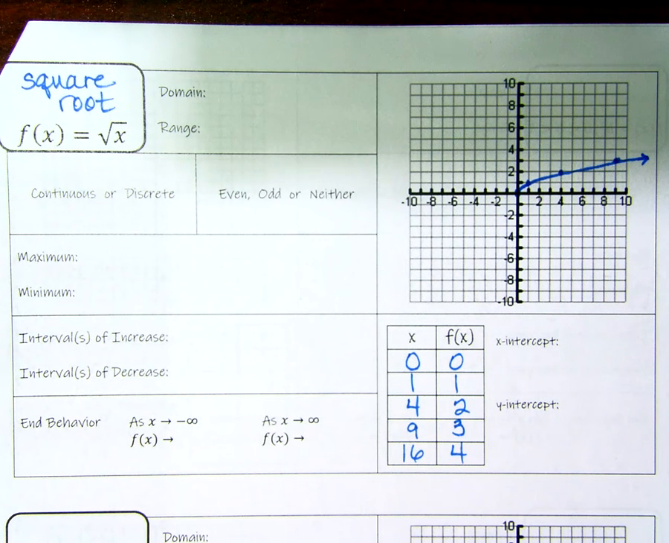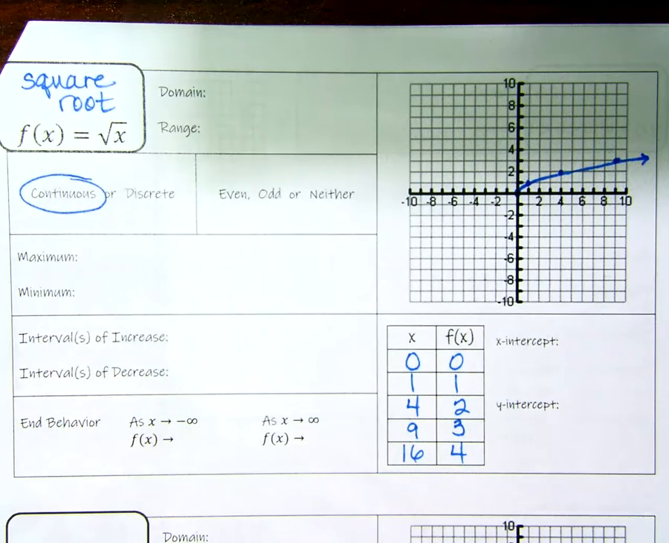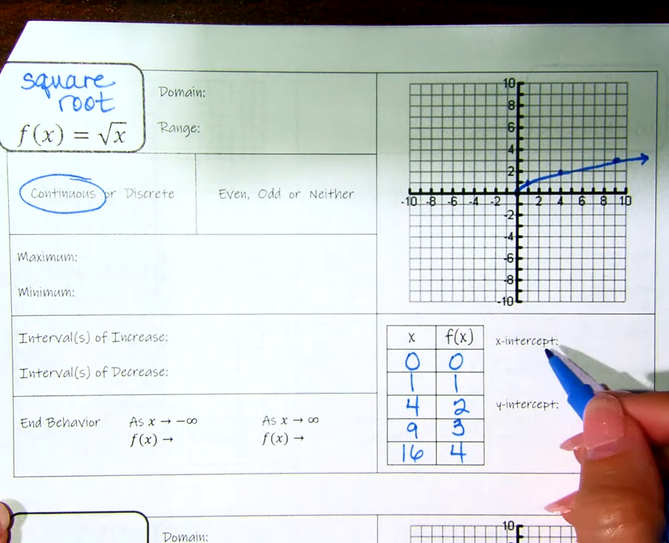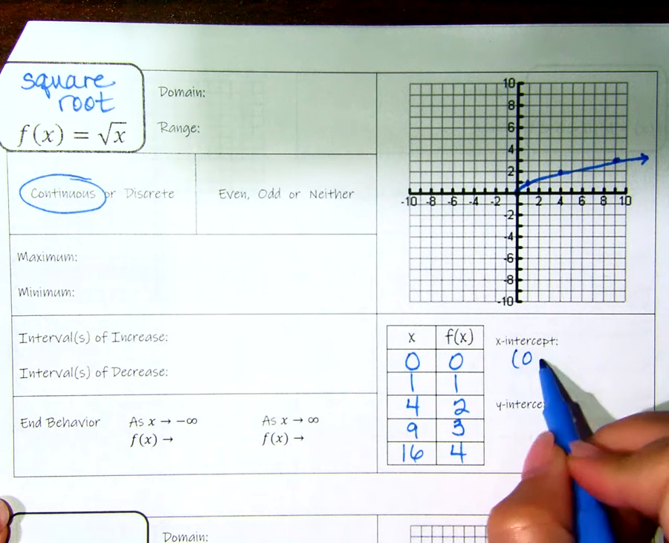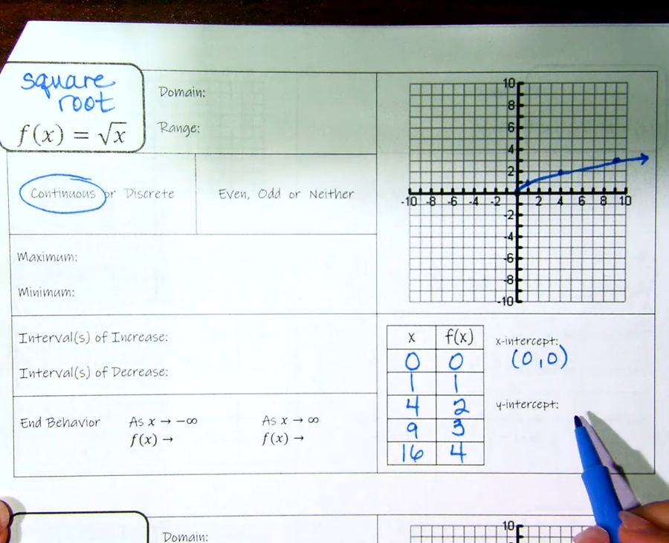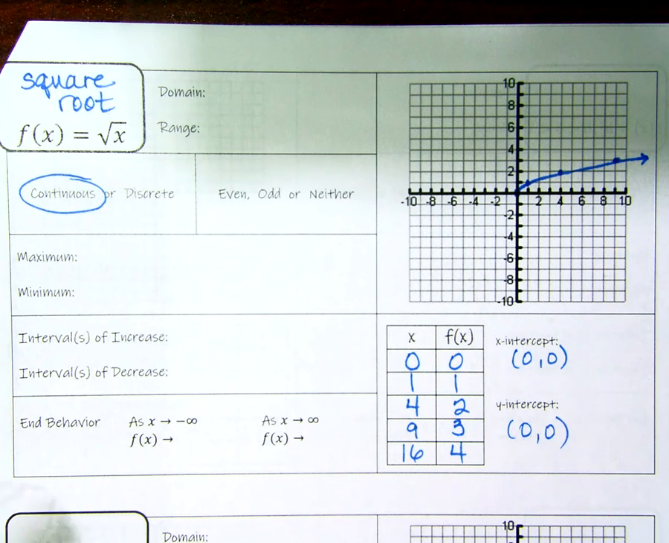How did I know I could connect the dots? Because I'm given an equation and I know it is continuous. Excellent. What is my x-intercept? Where does it cross the x-axis? 0, 0. Where does it cross the y-axis? What's the y-intercept? Excellent. So once again, it's the same point, right?